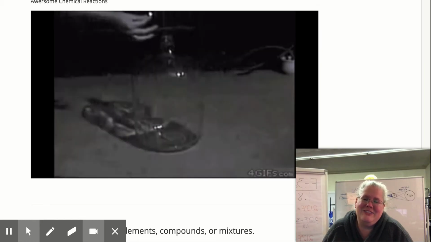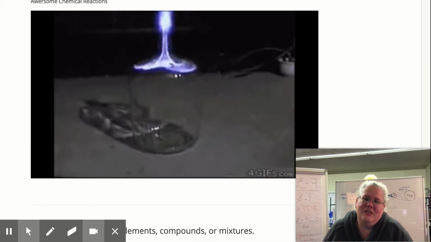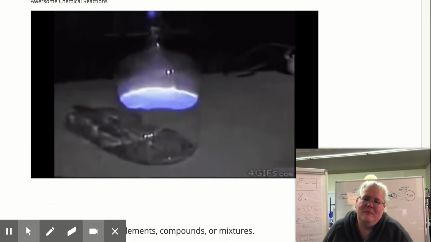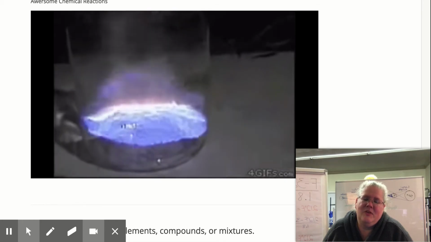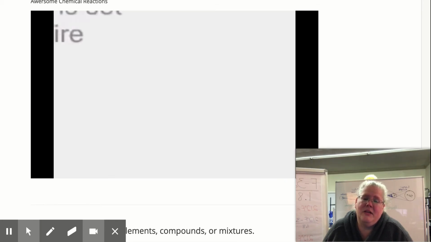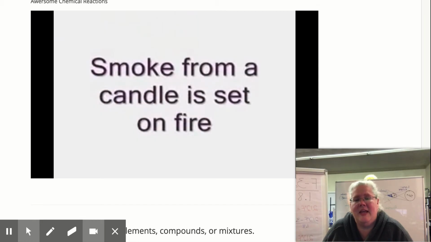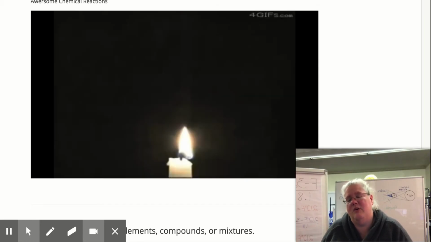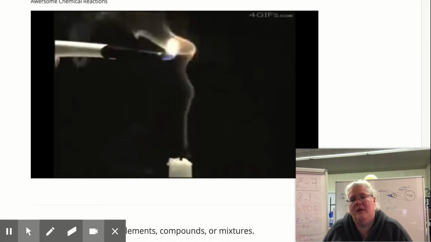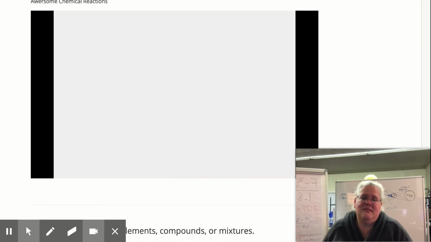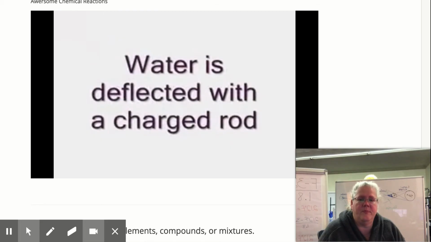Flammable fluid in a gas jar. Again, don't try this at home. You can see the gas is burning all the way down. Smoke from a candle is set on fire. This is doable at home, but be careful and have your permission from your parent. Blow it out, put a lighter right above it. The gases ignite, relighting the flame.